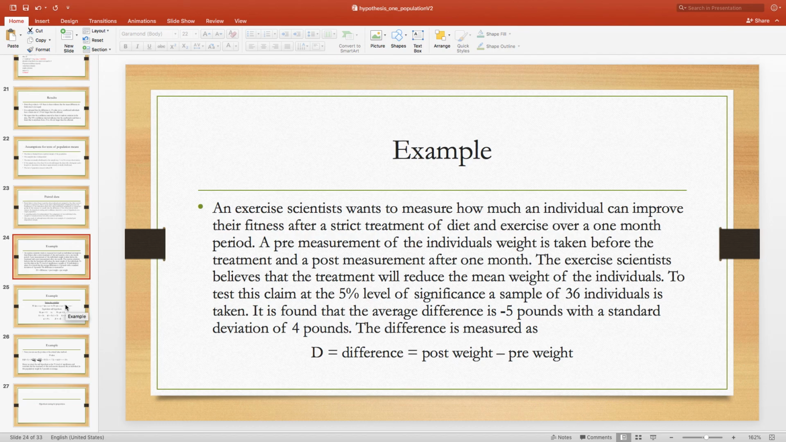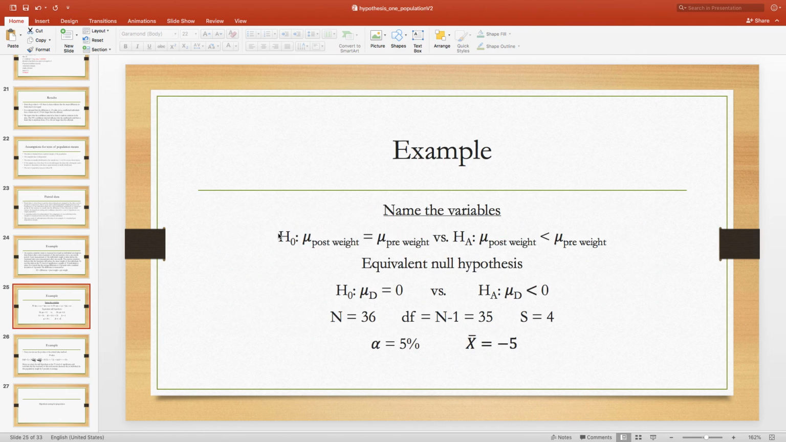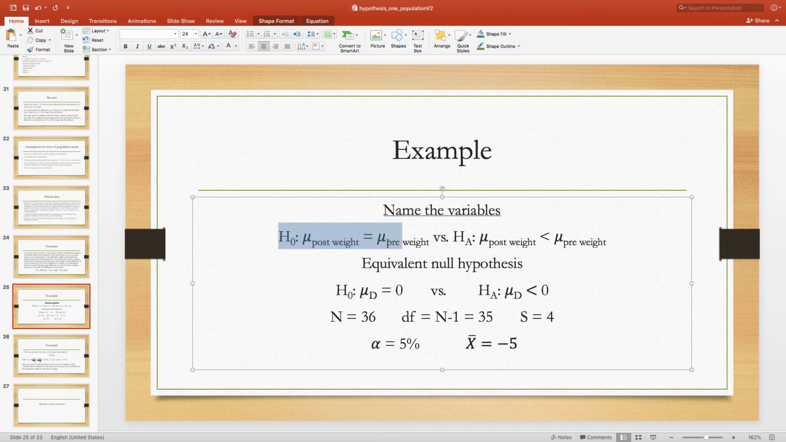Okay, so let's summarize what we have. We're testing this hypothesis that the mean post-weight is equal to the mean pre-weight versus that the mean post-weight has decreased. So the status quo is that you haven't changed weight. What you want to establish is that the treatment of diet and exercise over time has an effect. It decreases your weight. Now, what we know how to test is a single population or a single data set, and that data set is the difference. So we're going to test that the mean difference is 0 versus the mean difference is less than 0. Okay?